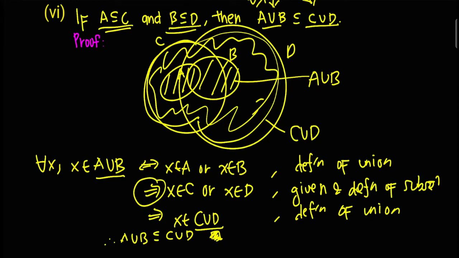So now, those are the simple properties of union. In the next video, we are going to discuss the next operation, intersection.